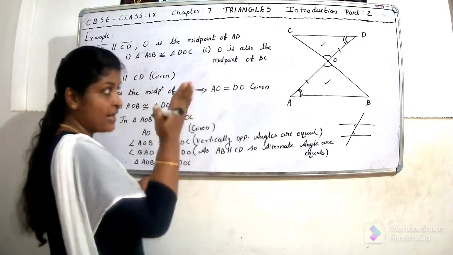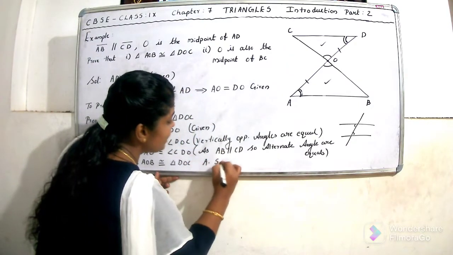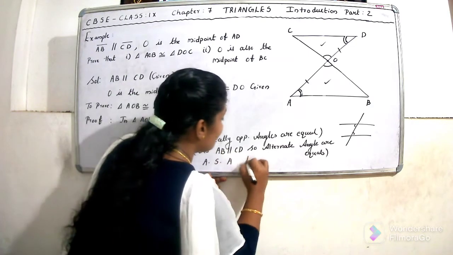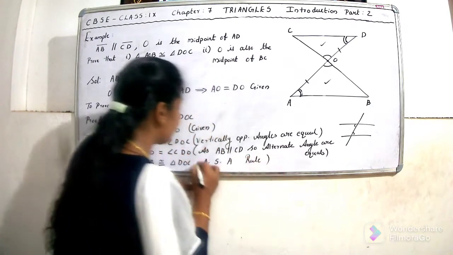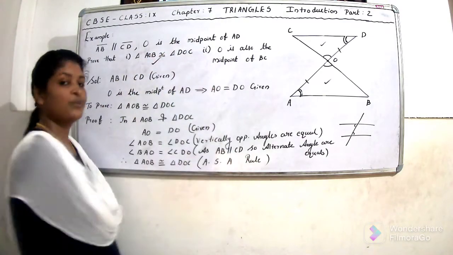Two angles and the included side we take. So this is the angle, side, angle congruency rule. Because of this, these two triangles are congruent. So the first part we proved.